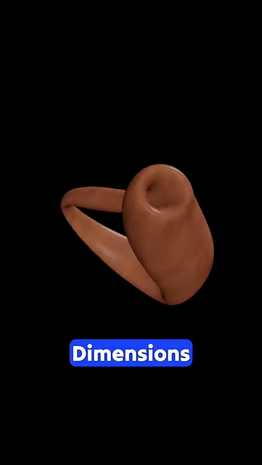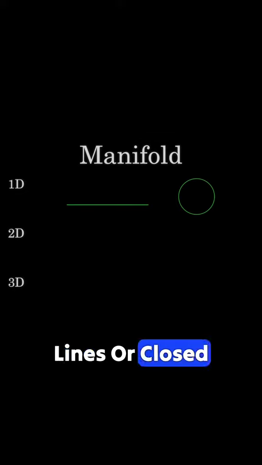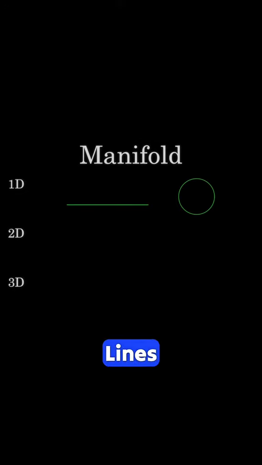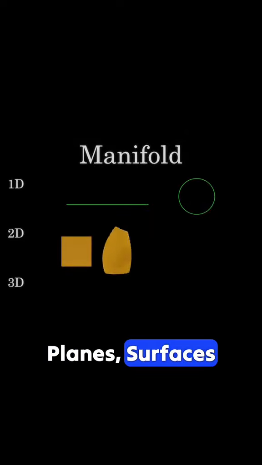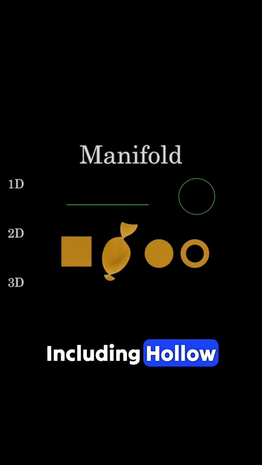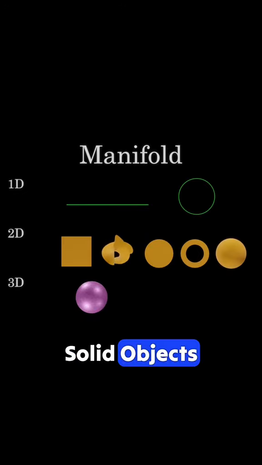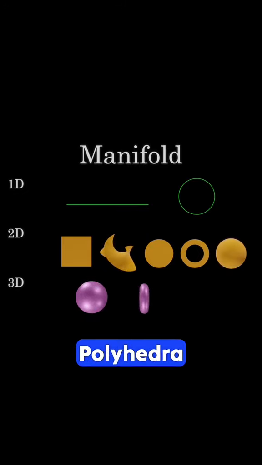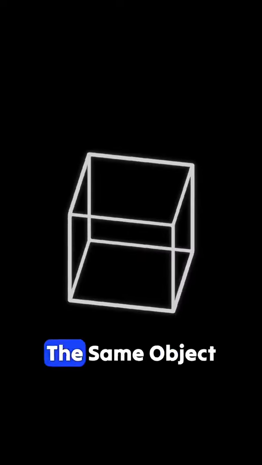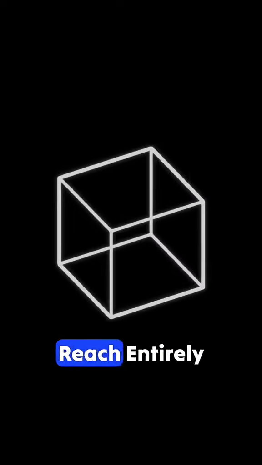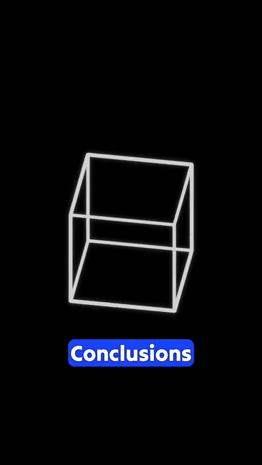in three dimensions. Our understanding is limited to three dimensions: one-dimensional, lines, or closed loops formed by lines; two-dimensional, planes, surfaces, or curved surfaces, including hollow models formed by surfaces; three-dimensional, solid objects like spheres, toruses, or polyhedra. When we observe the same object from different dimensions, we reach entirely different conclusions.